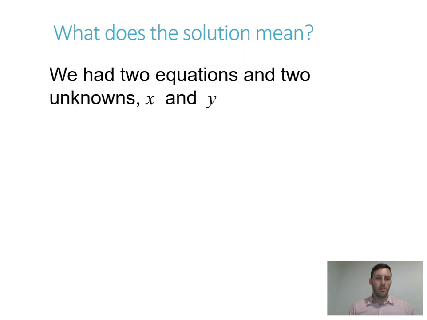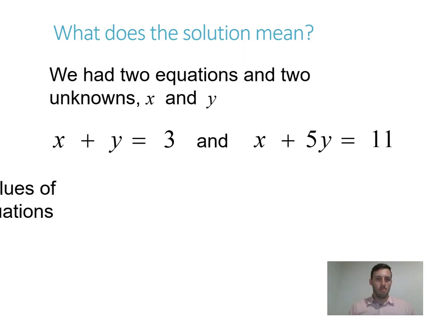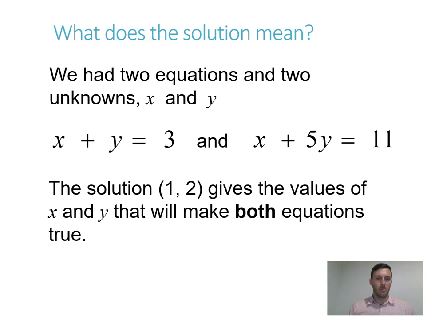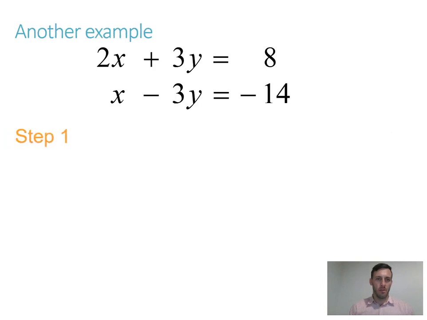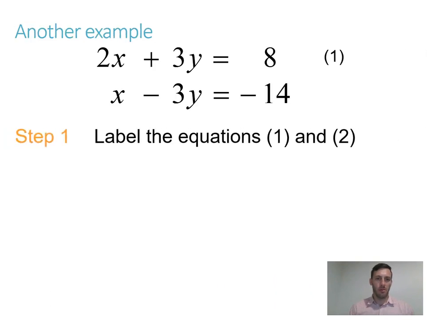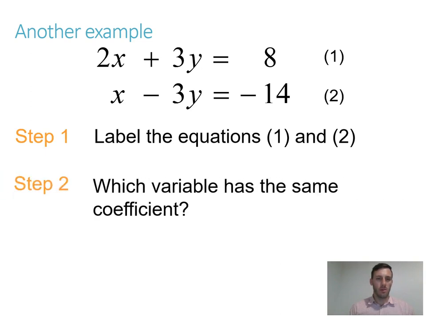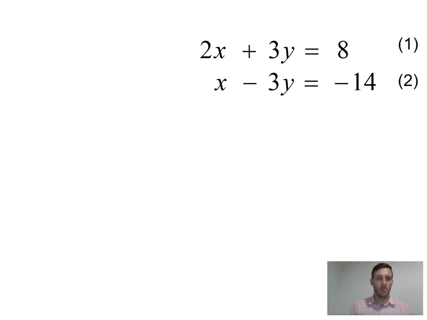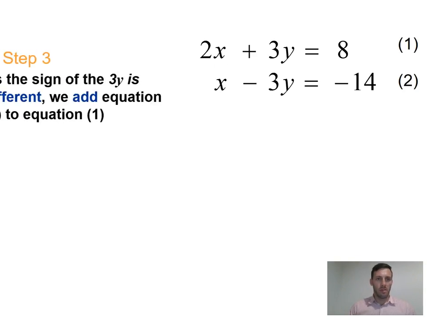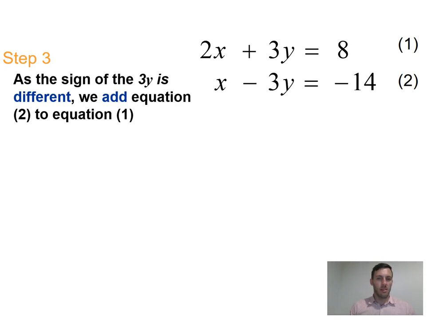We had two equations with two unknowns, x and y. The solution x equals 1, y equals 2 gives the values of x and y that make both equations correct. Here's another example. So we label the equations. This time the y variable has the same coefficient but opposite sign. Because it's opposite sign, now we add the equations to each other.